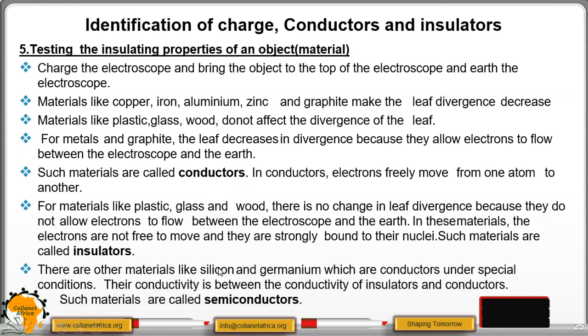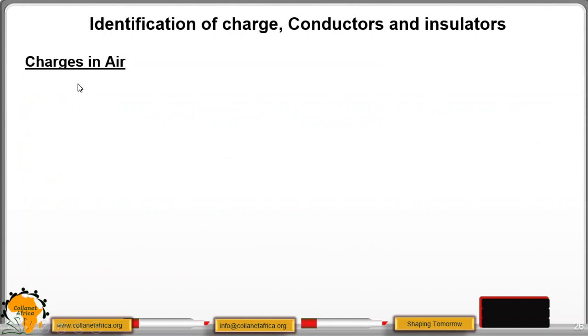Now, there are other materials like silicon and germanium, which are conductors under certain conditions. For example, at normal conditions, these materials behave as insulators. But when you increase the temperature, these materials behave as conductors. So you can change their conductivity by changing the temperature. These materials we call semiconductors, and their conductivity lies between that of conductors and insulators. Then we move to the charges in air.